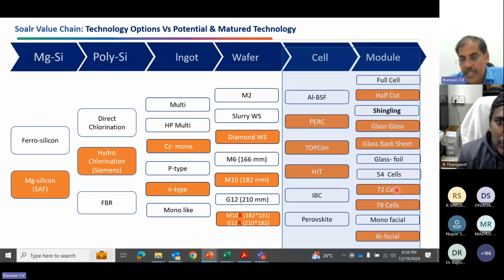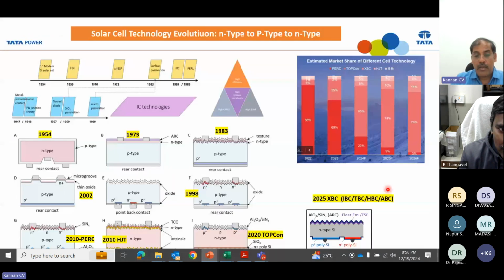Whatever the cell size, the number of cells you can add, 72, 78, then monofacial, bifacial, glass on both sides, glass on one side with a back sheet. So different configurations are available according to the market requirement. You can convert the cells into modules of different product sizes, right? So these are the different solar cell technologies available.